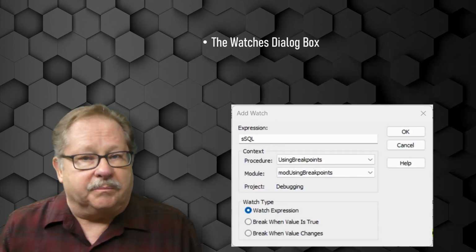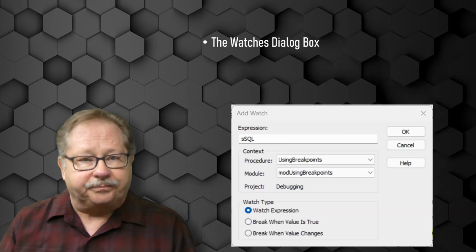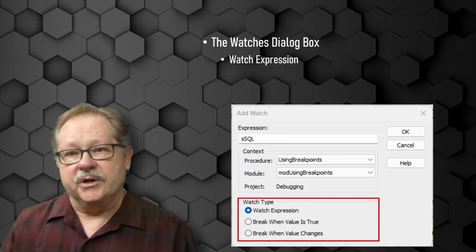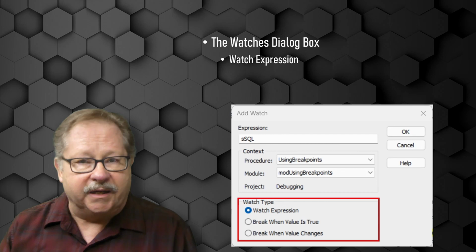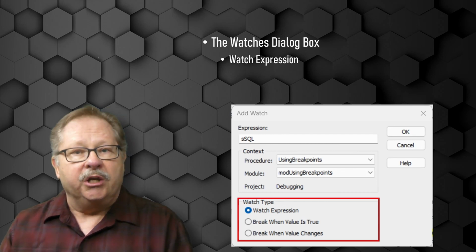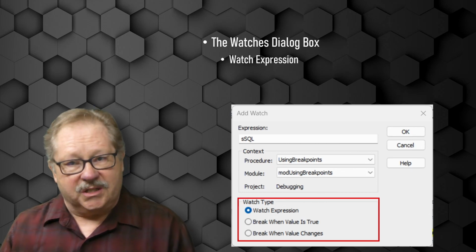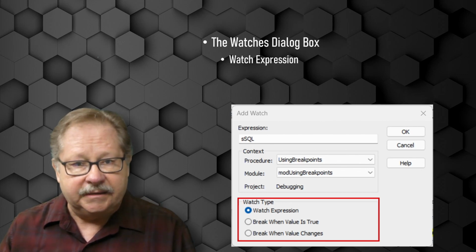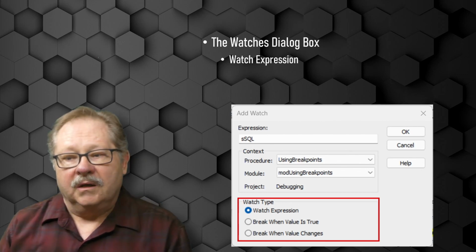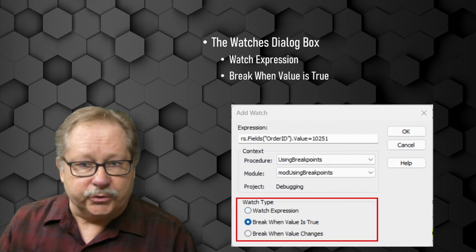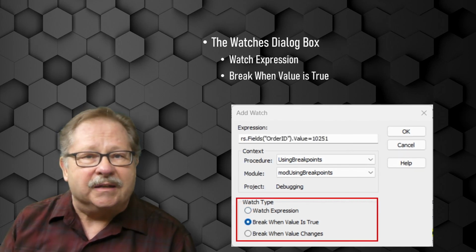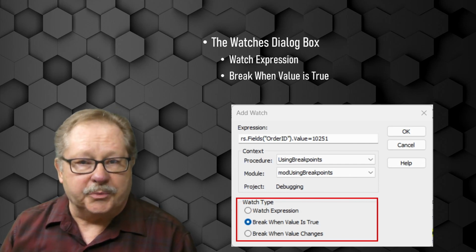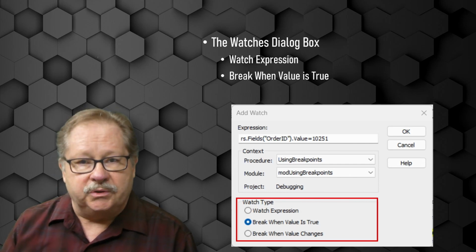So at the bottom of the dialog box are these options. Watch expression, that's the variable's value that will dynamically change in the watch window. You must use a breakpoint or a stop statement in order to observe the value of the watched variable. The next one, break when value is true. This option inserts a break whenever the value of the watched variable or expression becomes true.